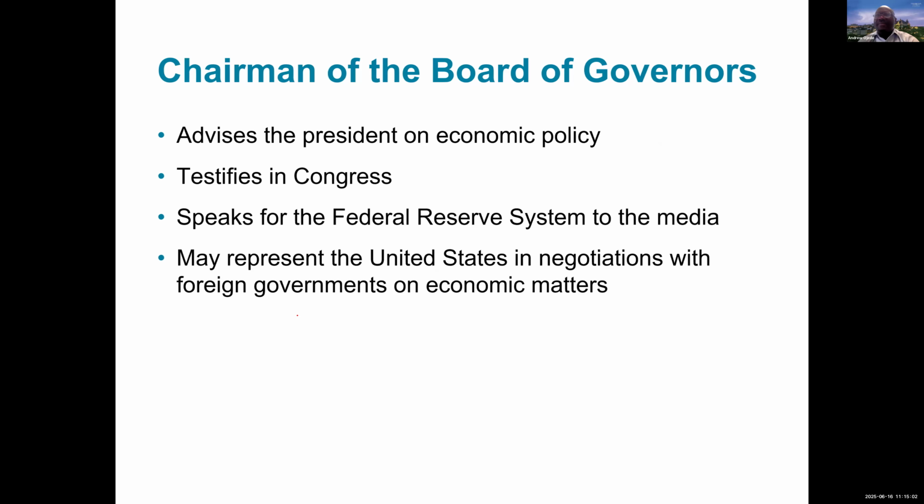Let's talk about the chair of the Board of Governors, because that's one of the most important persons at the Federal Reserve, like Jerome Powell. The chair of the Board of Governors is going to advise the president of the United States on economic policy, and then they testify in Congress, maybe once, sometimes twice a year, on the Federal Reserve's monetary policy, because there has to be checks and balances. Congress holds them accountable, making sure that they tell Congress what the Fed has been up to, whether they've been controlling inflation or whether unemployment is getting out of whack, because those are the things that Congress cares about.